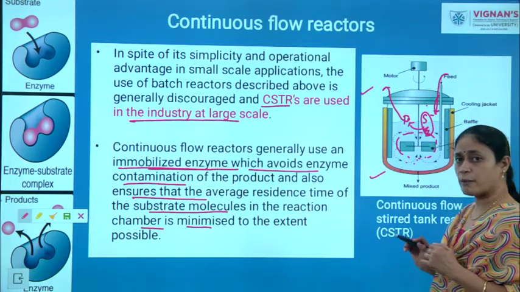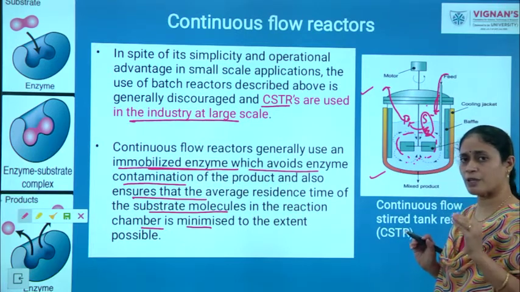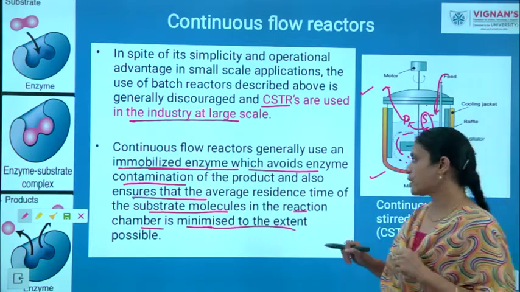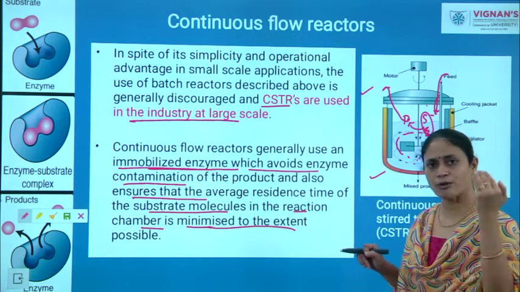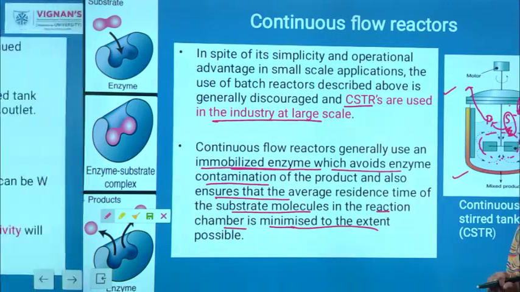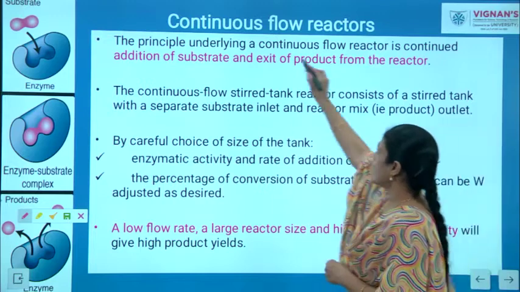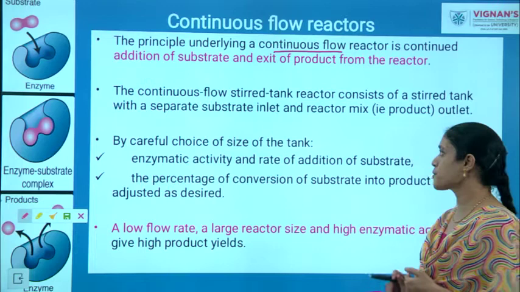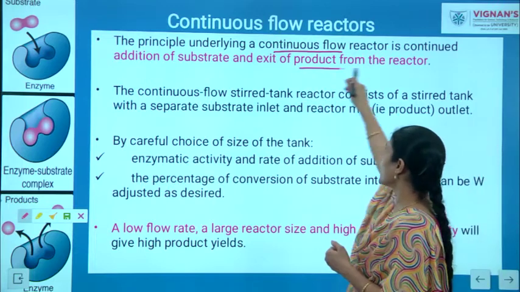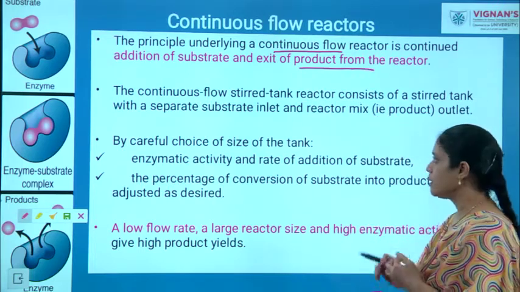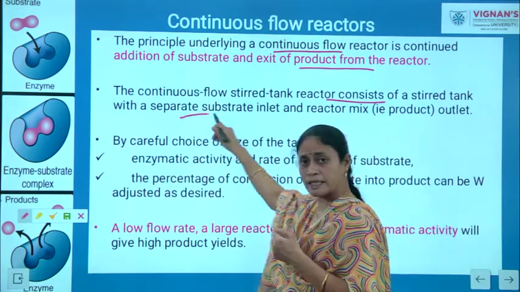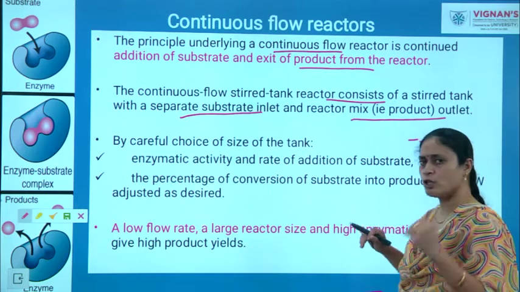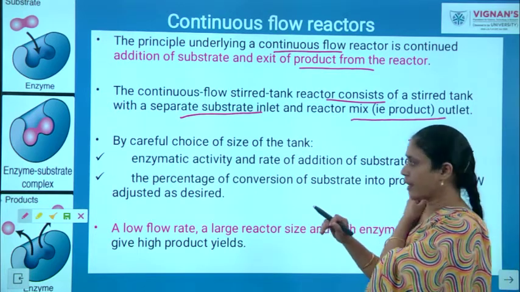So, there will be very little time available for your substrate to have proper contact with your enzyme. So, there will be a minimum residence time of your substrate within the reactor. The principle underlying the continuous flow reactor is continuous addition of your substrate as well as continuous removal of your product from the reactor. Your stirred tank reactor will have an inlet to add your substrate and an outlet to remove your product from the reactor.